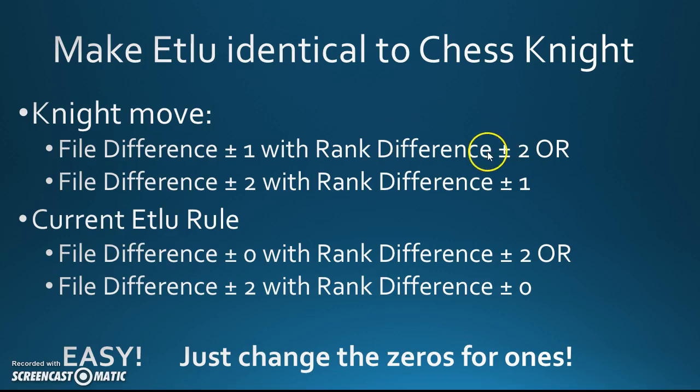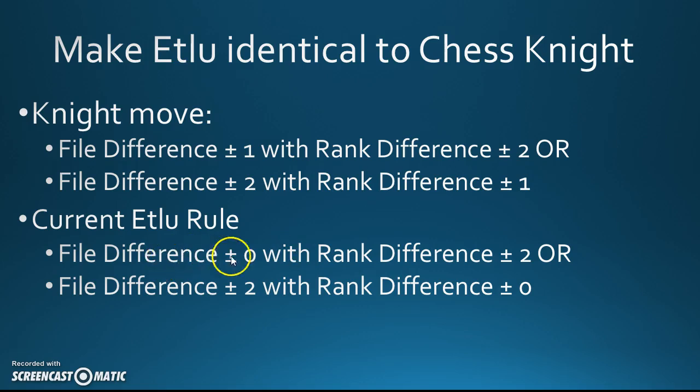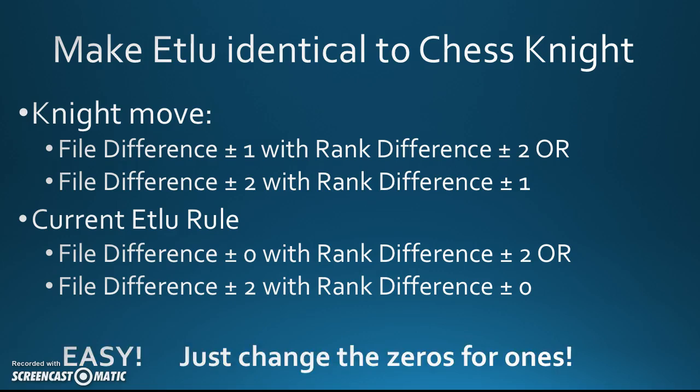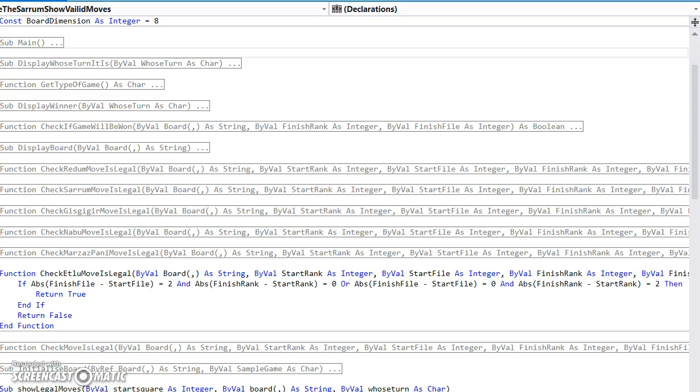And that's pretty easy. At the moment, the way this is controlled is with a simple boolean that says if the file difference is 0, then the rank difference is plus or minus 2, and if the file difference is plus or minus 2, the rank difference has got to be 0. And all we're going to do then is just change those zeros for ones. So let's do that in the code.